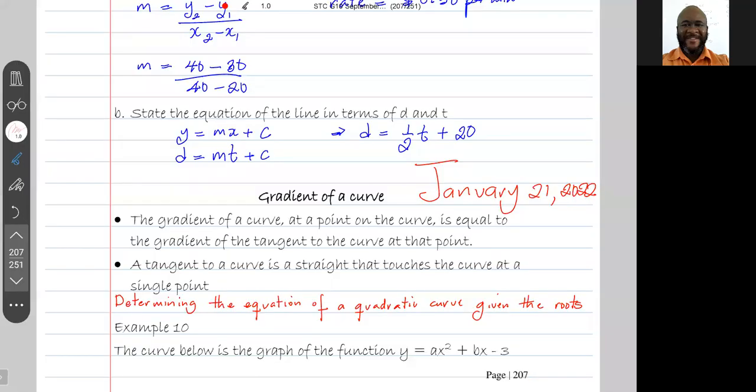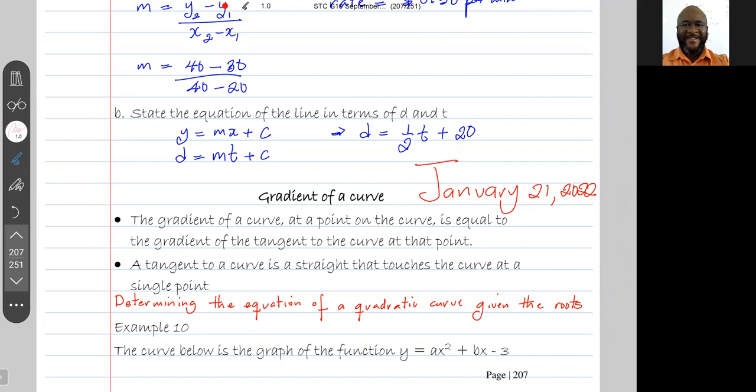All right, guys, so today we're going to start by looking at gradients of a curve. And here's what we said. We said that the gradient of a curve at a point on the curve is equal to the gradient of the tangent to the curve at that point.